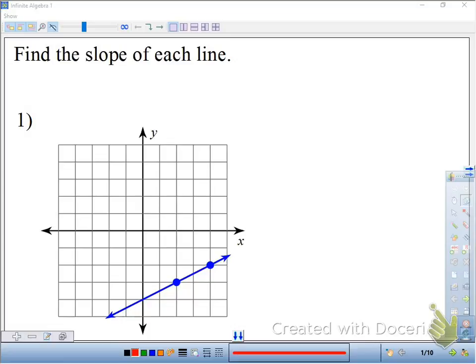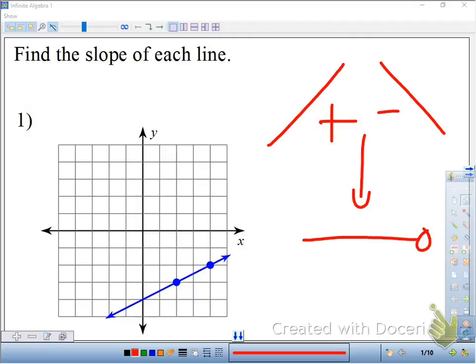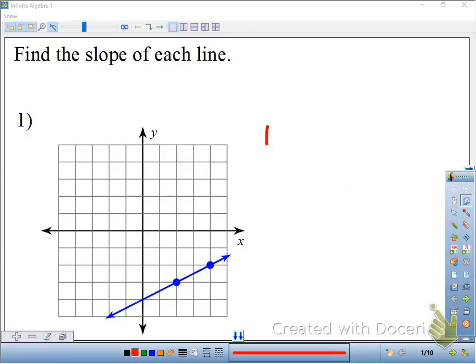Here's the first one, find the slope. Now, from a graph. So remember that from a graph, we're looking at our slope face. There's positive, negative, undefined, zero. Those are the four different possibilities that we could have from a graph. Now the one you guys see here happens to be a positive slope. So I know I'm going to make sure I write it as a positive. Okay? And then remember, it's rise over run.